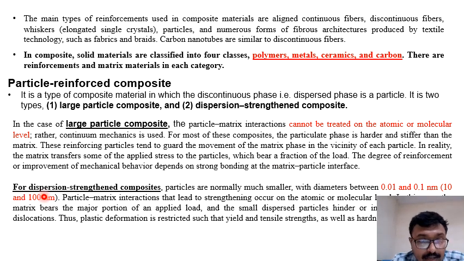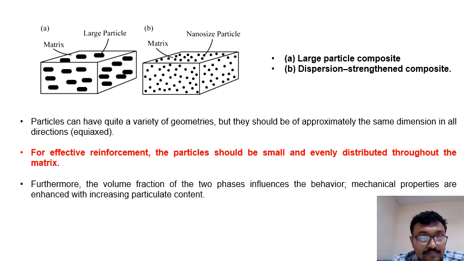And dispersion strengthened composite: the particles are normally much smaller, and the diameter will be between 0.1 to 1 nanometer or 10 to 100 nanometer. Okay. Next one, these are the examples: one is a large particle composite and the other a dispersion strengthened composite. So when the particle size is larger, it is a large particle composite; when the particle size is small, that's called dispersion strengthened.